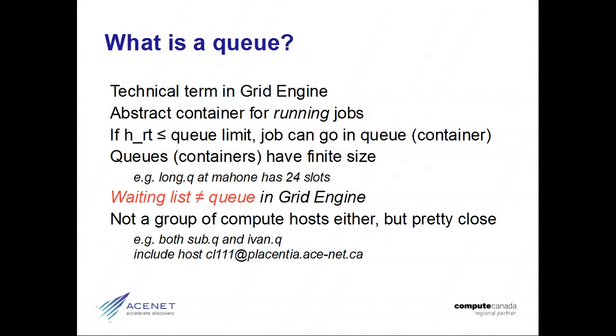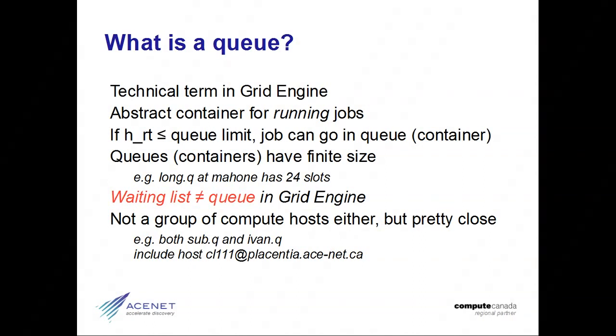Once a job is running, it is assigned to some queue or other. The queues, these abstract containers, have finite size. So, for instance, the thing called long.queue at Mahone might have 24 slots available. And it's not exactly a group of compute hosts, but it's pretty close. It's possible for a compute host to belong to 2 different queues. But for your mental model of what's going on, you can think of a queue as being a partition. In fact, other schedulers use the word partition for the same concept.